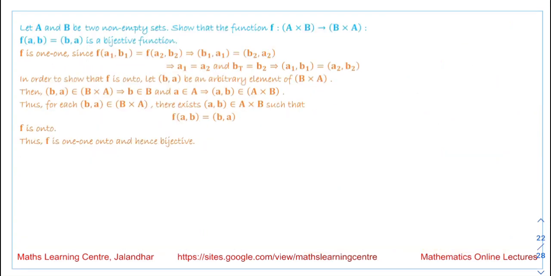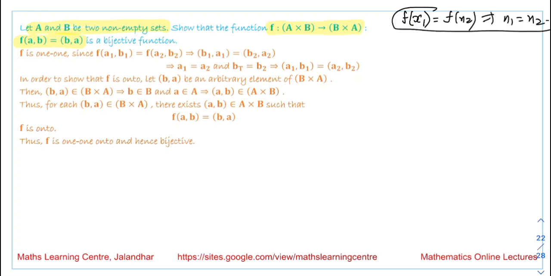Now next we have, let A and B be two non-empty sets. We have to show that the function f defined from A cross B to B cross A, defined as f(a, b) equal to (b, a), is a bijective function. So to prove the bijection, what we were doing, we have to consider the element x1. We are saying f(x1) should be equal to f(x2). This implies x1 is equal to x2.